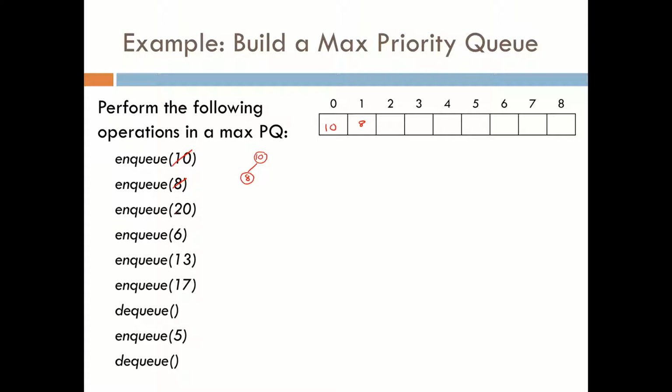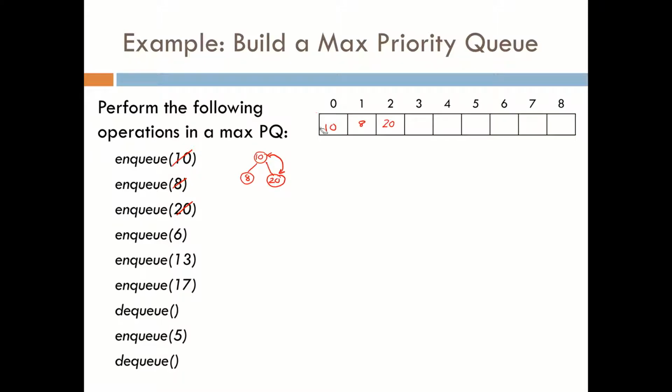We then enqueue 20 at the end of the heap. Let's interpret this graphically. Now we have to heap up the 20. In this case, we do in fact have to move the 20. 20 is greater than or equal to its parent 10, and therefore we're going to swap 20 and 10. We're just going to swap these two values. This is not a rotation.